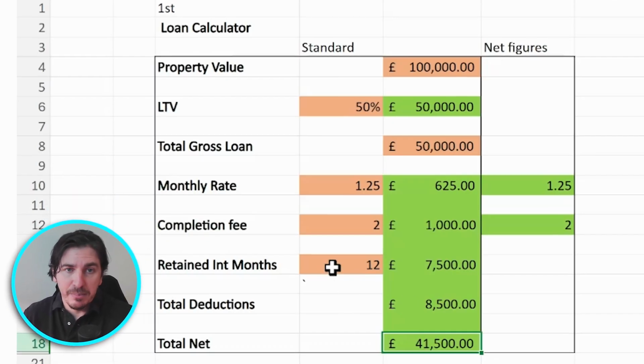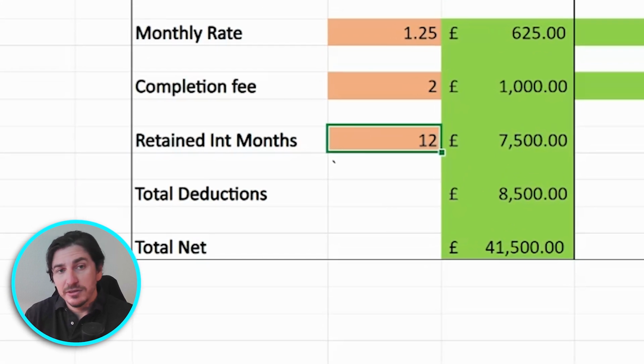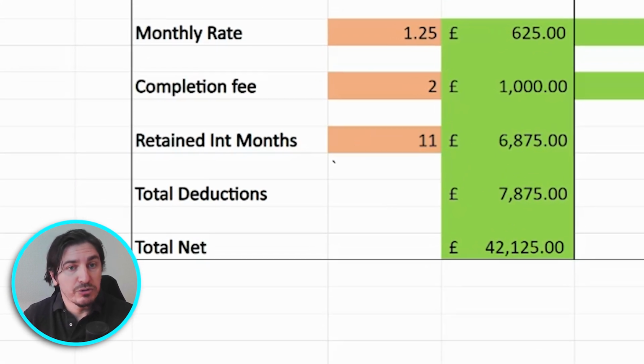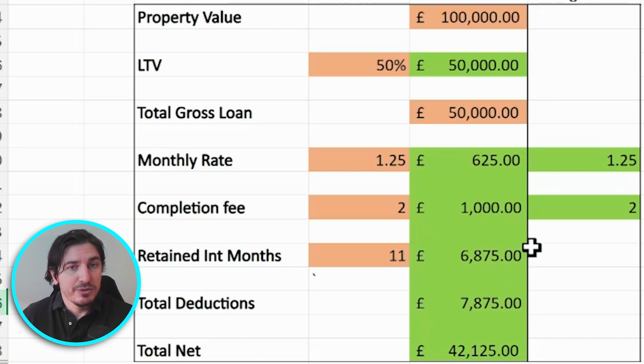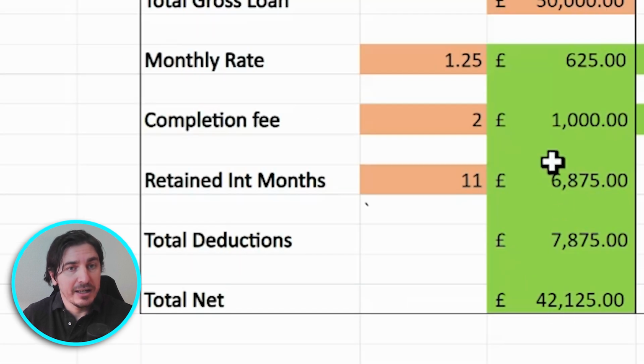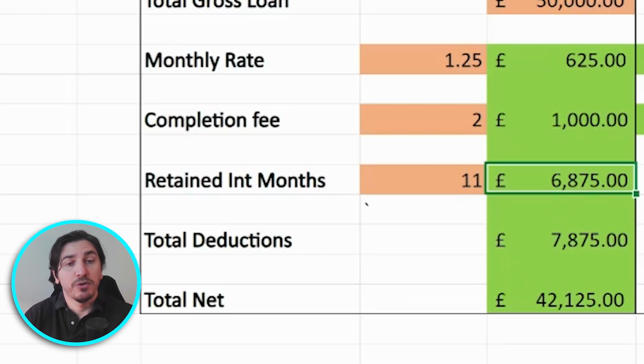So in this example, let's say 1 month later, so 11 months left on your term, you're able to withdraw another 50,000. So you've spent 50,000 on the side. You've done, let's say, the foundations, the footings. Maybe you've got it up, sort of just started doing the brickwork. That would then mean you draw down another 50,000, which would get you to a net figure of 42,125. The reason why this is higher is because you're paying interest for less time.